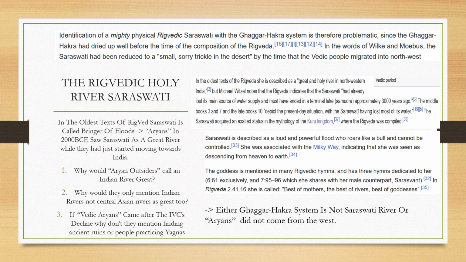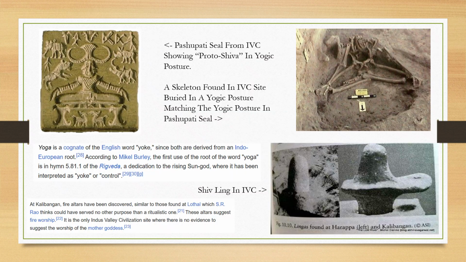So Saraswati was very important for them, and the Ghaggar Hakra system cannot be Saraswati because it had already dried up. So it points towards two options. Either Ghaggar Hakra system is not Saraswati River, or Aryans did not come from the west. They were already in India, and they were in India at the time when Ghaggar Hakra system was not dried up. So they did not come from the west.